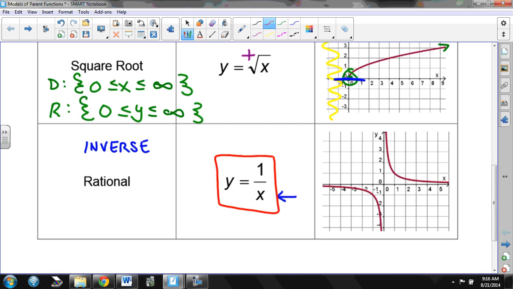Okay, the shape of this rational parent function is totally different than any of the other parent functions we're looking at. And it's not hard to see what's special about this rational parent function. It has two distinct portions. And they do not connect. Two separate pieces of the curve.